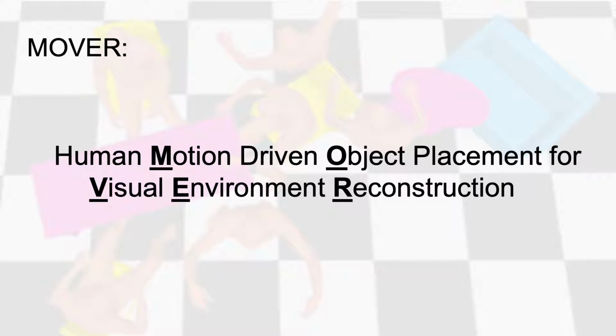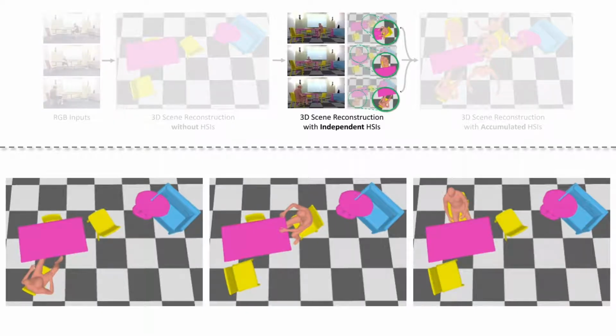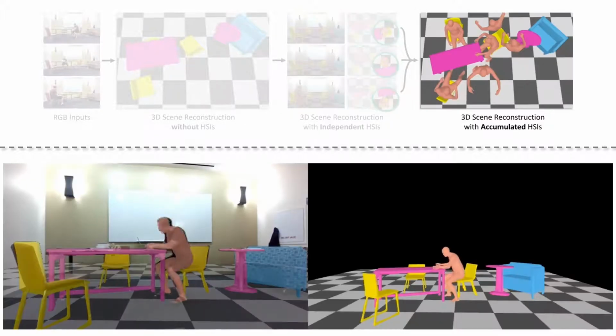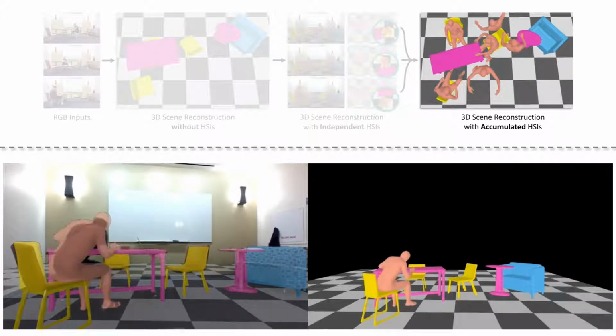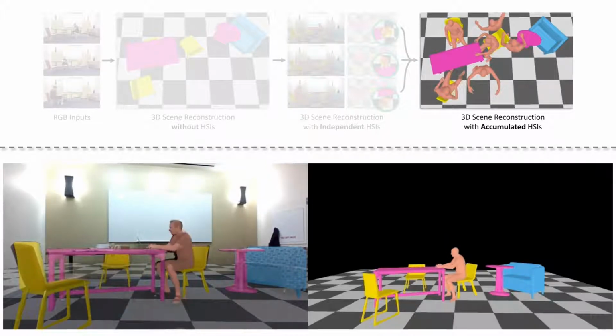We present MOVER, which stands for Human Motion Driven Object Placement for Visual Environment Reconstruction. We term Human Scene Interaction as HSI. Each frame contains valuable information about humans, objects, and the proximal relationship between them. MOVER accumulates this information across frames to produce a refined 3D scene comprised of repositioned input objects so that it is consistent with the estimated 3D human.